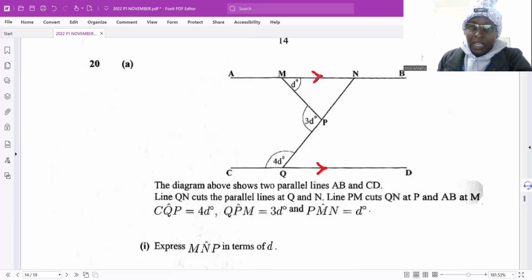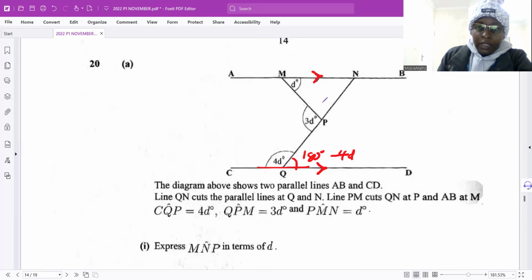So before they even ask us some other angles, we can even fill up the missing data. For this one, it's a straight line. This is a straight line. So angles on a straight line add up to 180. So I can simply say this angle here is 180 degrees minus 4D, okay? This one here is going to be 180 degrees minus 3D, okay?